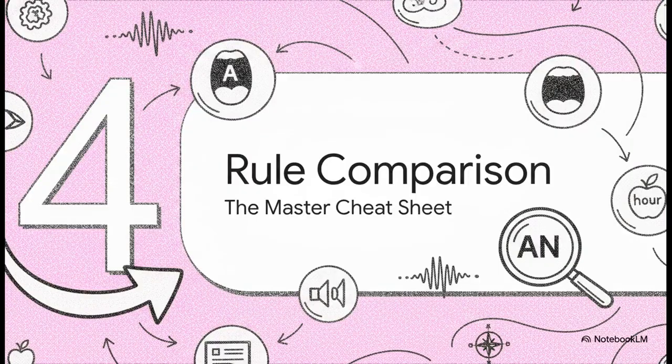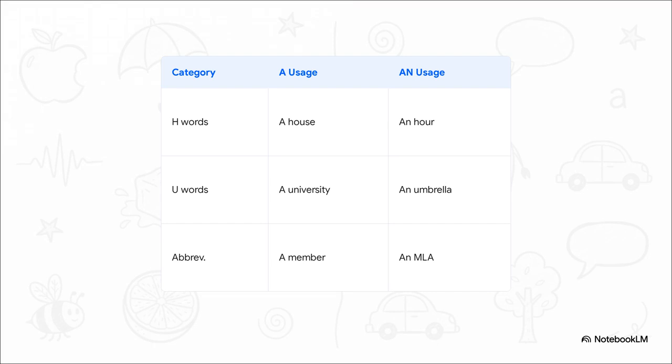Okay, section 4, the ultimate rule comparison, your master cheat sheet. And this brilliantly illustrates everything we've talked about so far. I want you to take a mental screenshot of this matrix. It perfectly summarizes the core differences. Look at the H words. A house, because the H is pronounced, but an hour, because the H is silent, creating an ow vowel sound. Then the U words, a university, because of that hidden Y consonant sound, but an umbrella for the vowel sound. And finally, those tricky abbreviations. A member, because the word member starts with a consonant sound, but an MLA, because the standalone letter M is pronounced M, starting with a vowel. Honestly, this matrix is your ultimate anchor.